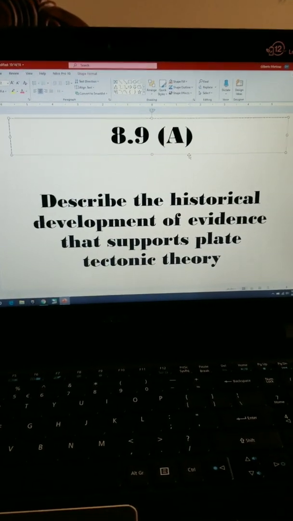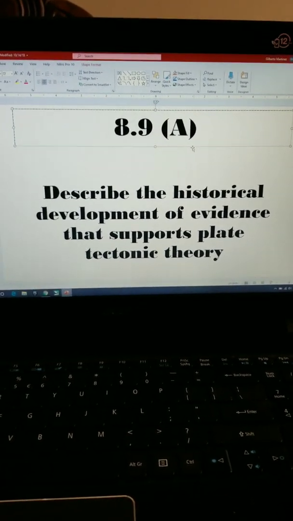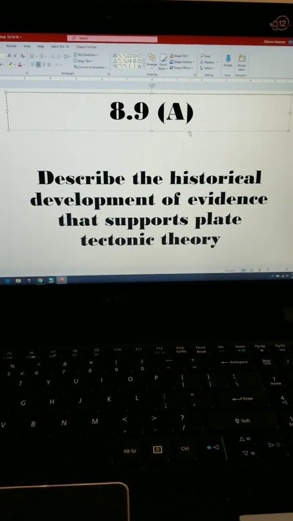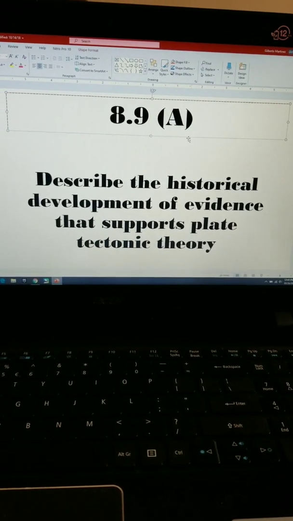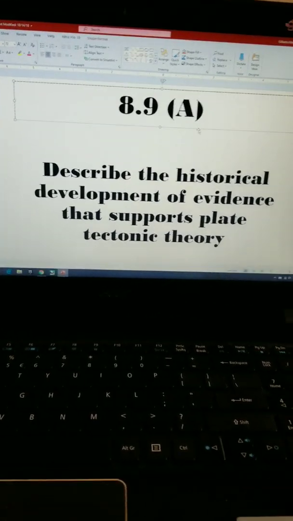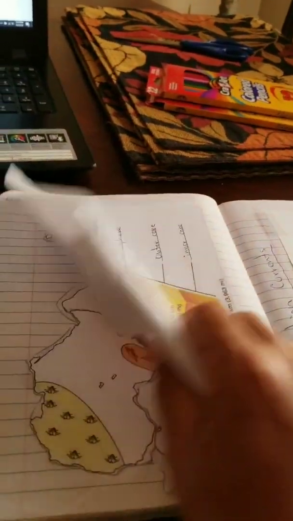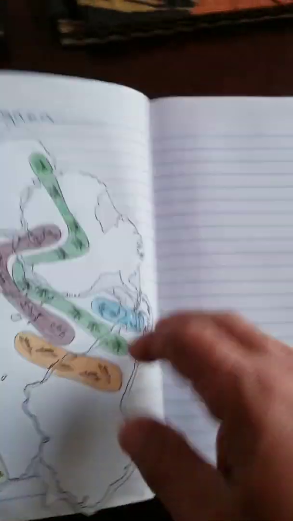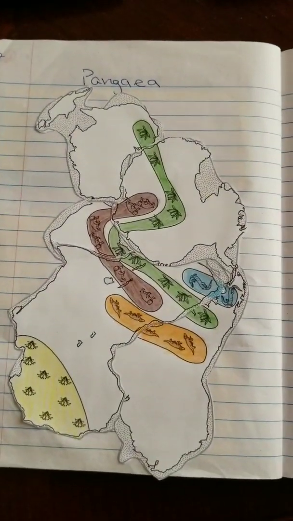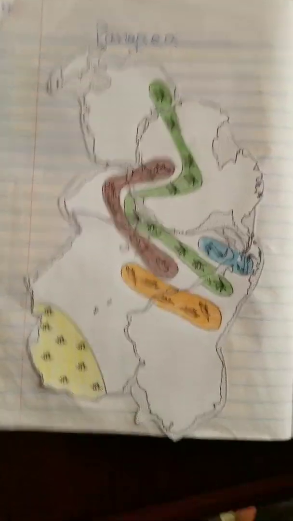All right, these were the notes that we worked on a couple days ago when we described the historical development of the theory that we have nowadays, which is the plate tectonics theory. This is what we did before. We worked on all the evidence for continental drift, which are in these two pages. And then we created Pangea, a continent that existed a long time ago, 400 million years ago.